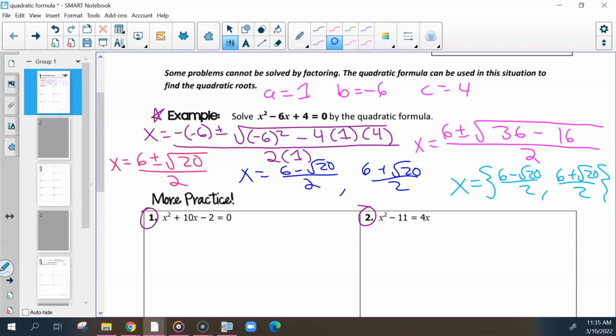We can't simplify this more without separating the fraction. So if we separated it, it would be 6 over 2 minus the square root of 20 over 2. We don't want to get into all of that. So this is as simplified as this is going to get. And that would be our solution set.